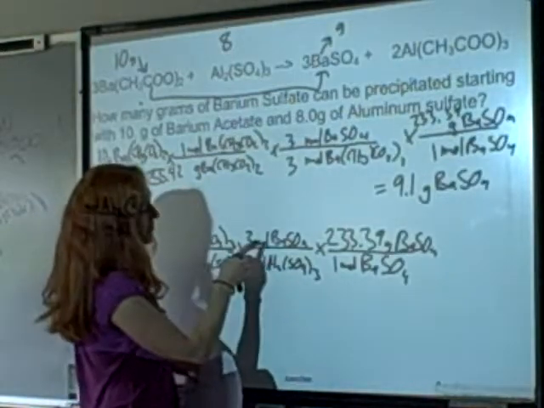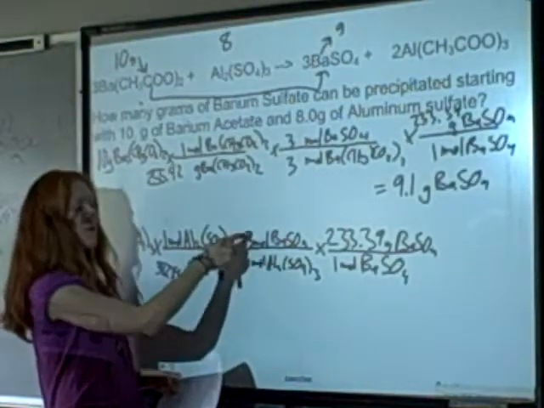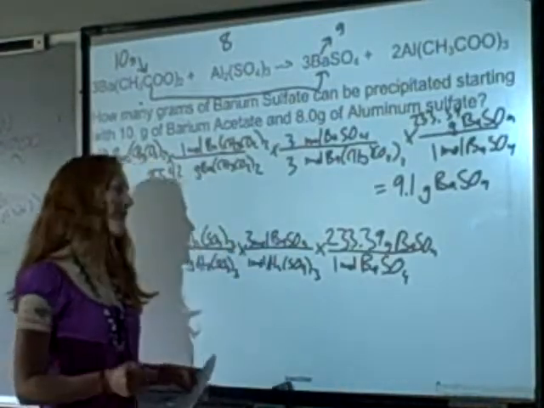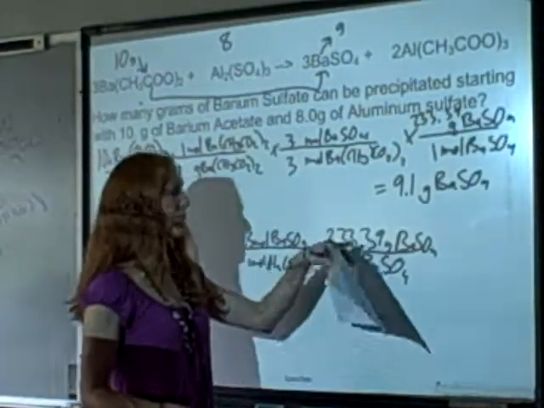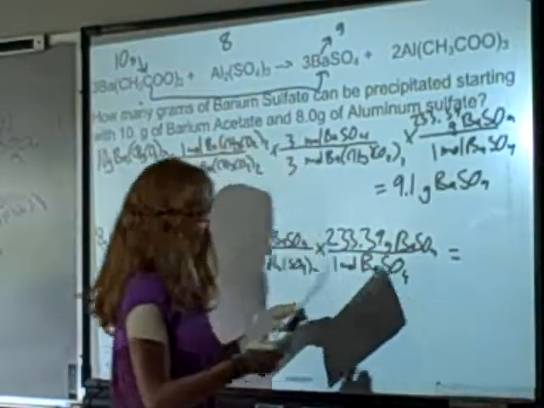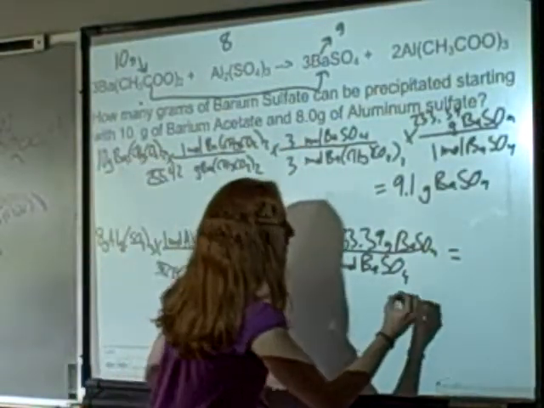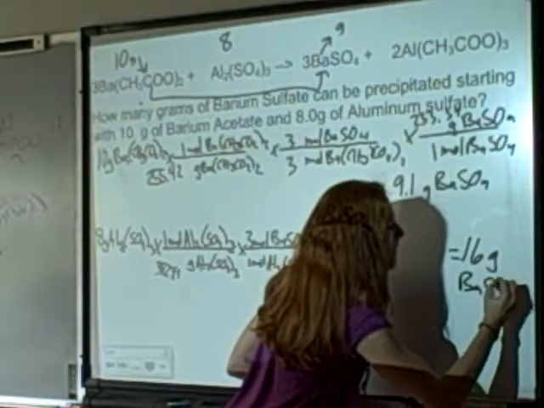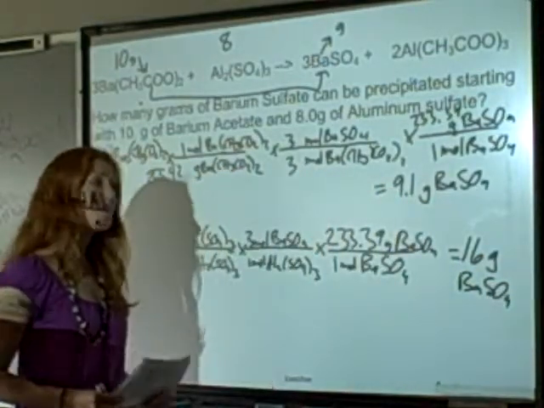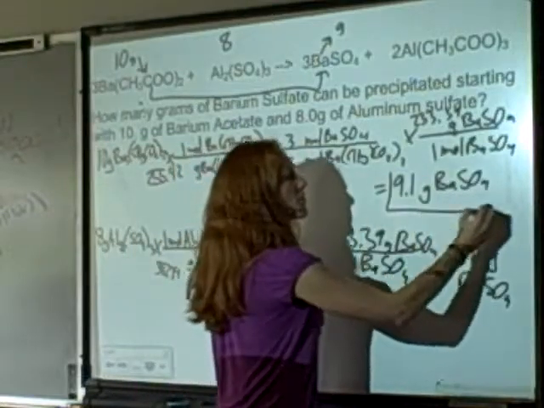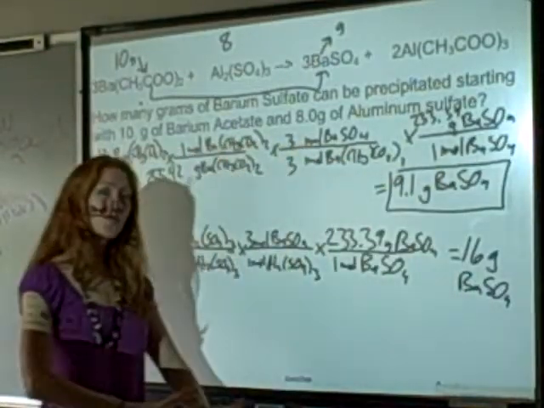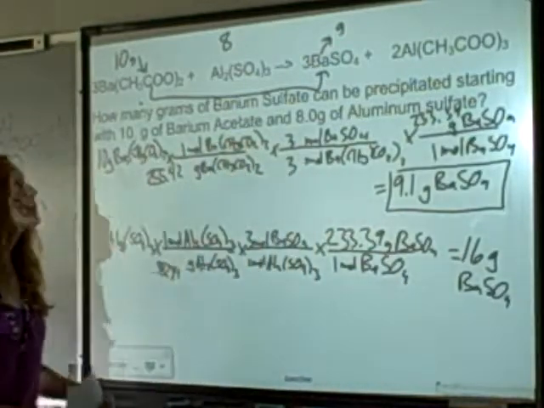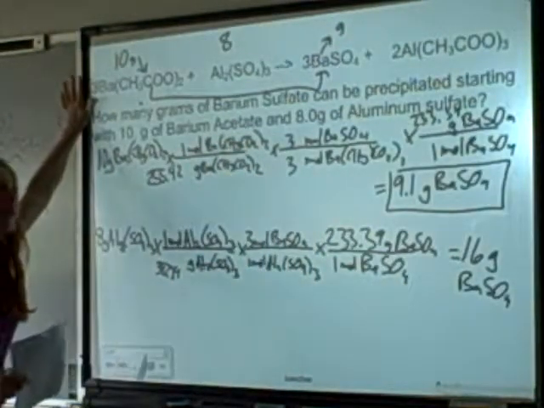Then I'll multiply by 3 because for every 1 aluminum sulfate I make 3 moles of barium sulfate. And I'll multiply by 233.39 because for every 1 mole, barium sulfate weighs 233.39 grams. So this reactant is enough to make 16 grams of barium sulfate, which means I run out of barium as soon as 9.1 grams of barium sulfate have been made. There's no more barium, so I can't continue on to make that much, right? So barium acetate is my limiting reactant.